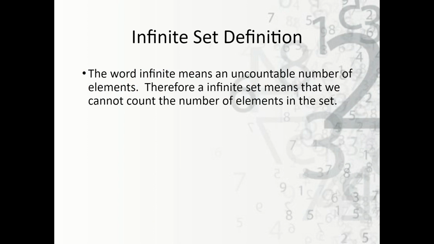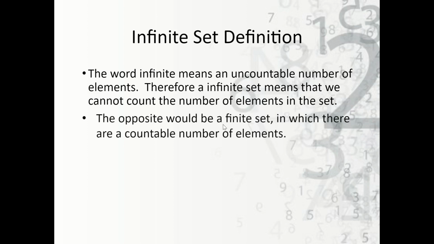It keeps going forever. So an example of this would be like the natural numbers. So we can count 1, 2, 3, 4, 5, 6, 7, 8, 9, 10, and we can keep counting. And no matter what number we stop at, there's always a number past it. So that's an infinite number of elements. Therefore, an infinite set means that we cannot count the number of elements in the set.